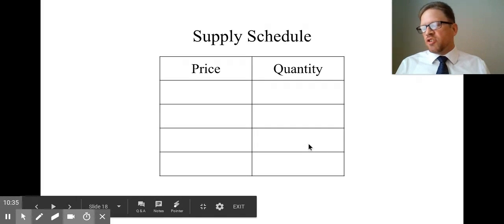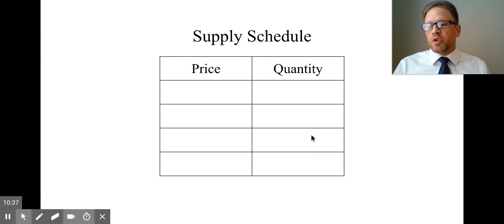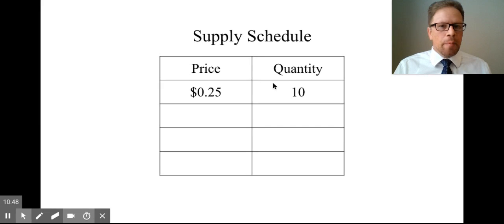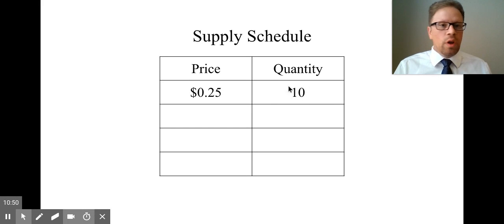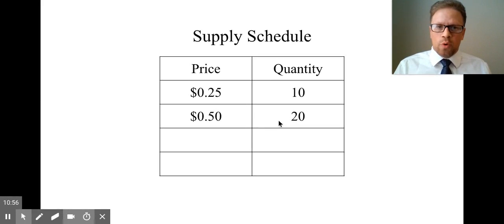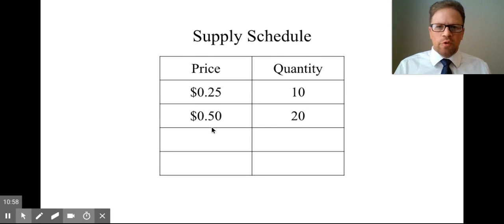A supply schedule is a table showing how much producers are willing and able to sell at all possible prices, and is based on the sum of the decisions made by individual producers in a market. So maybe for a quarter, producers are only willing or able to produce 10. If you raise that price to 50 cents, they might decide, well, I'm going to make a lot more now. I'm willing or able to make more.